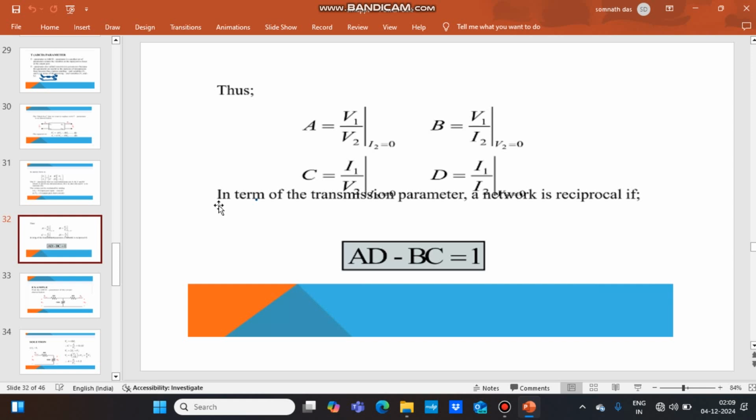So A equal to V1 by V2 when I2 equal to 0, C equal to I1 by V2 when I2 equal to 0, B equal to V1 by I2 when V2 equal to 0, D equal to I1 by I2 when V2 equal to 0. Here A and D are unitless, B has unit ohm and C has unit Siemens.